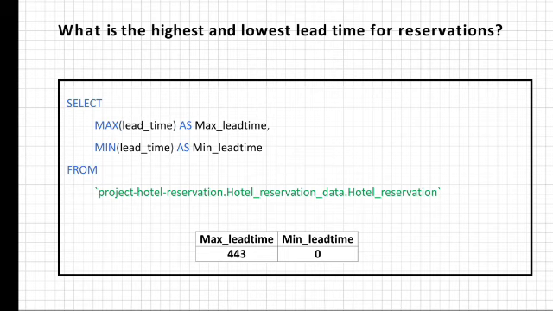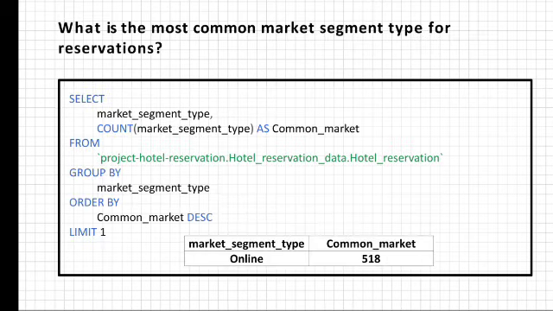And now coming to the lead time, the highest lead time was 443, and the minimum lead time was found to be 0. And when coming to the market segment type for reservation, the most common is found to be online. Around 518 reservations were made online, and the rest were offline corporate.